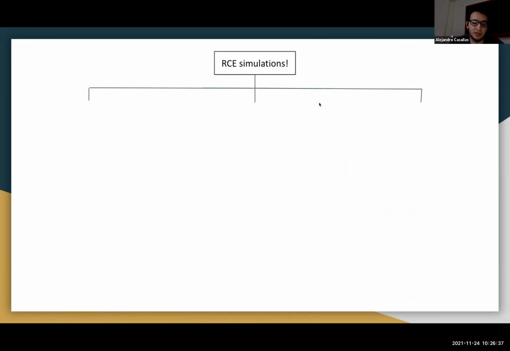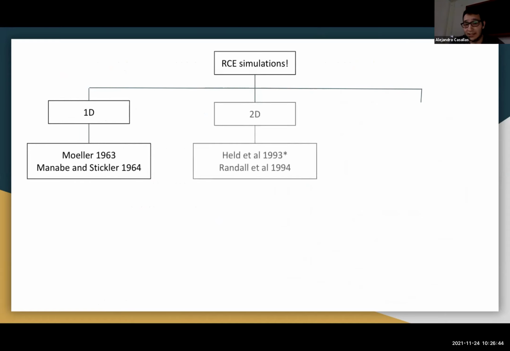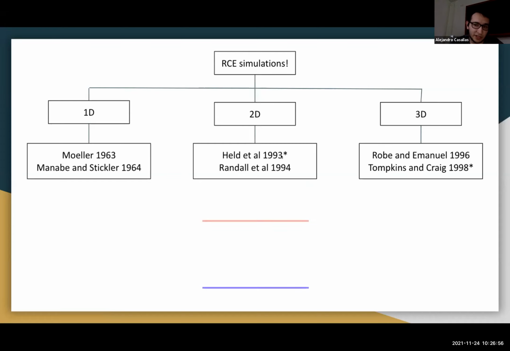So what kind of people have been using this and why? RC simulations have been using a 1D setup by Moller, Manabe, and Strickler. In 2D, and you have an asterisk here because Held et al. in 1993 found convective self-aggregation for the first time in a simulation. And in 3D, Tompkins and Semie and Craig were the ones who found convective self-aggregation in 3D simulations.